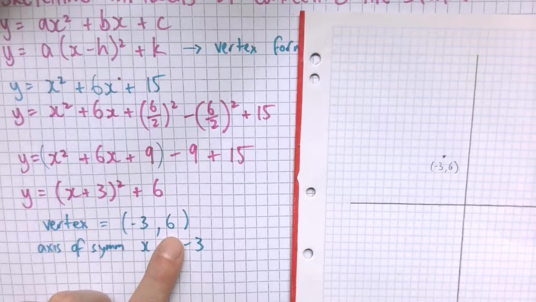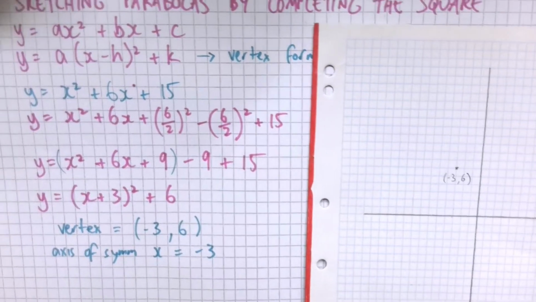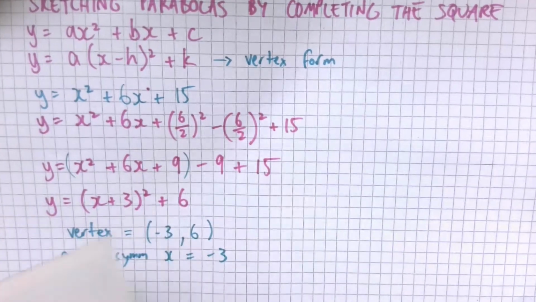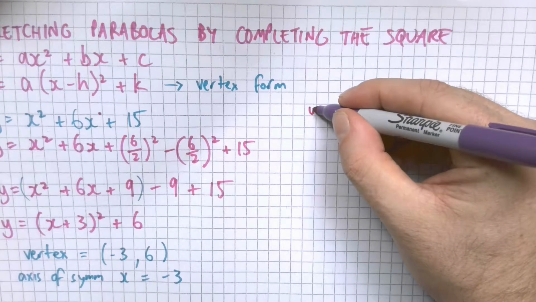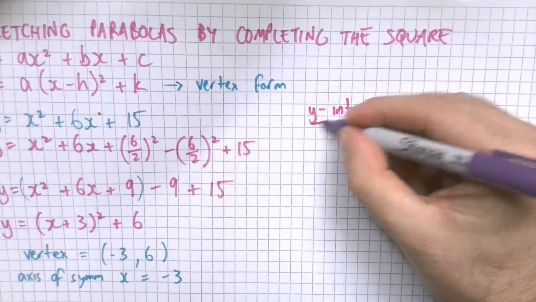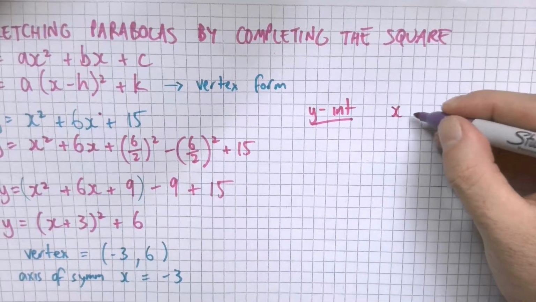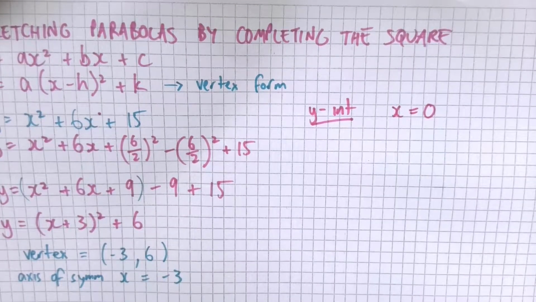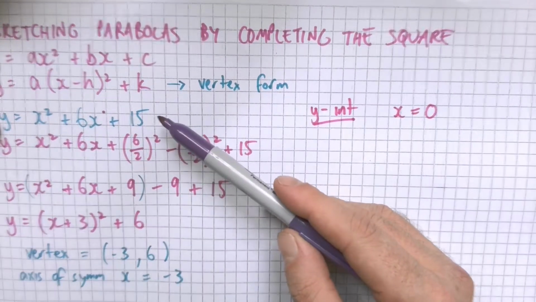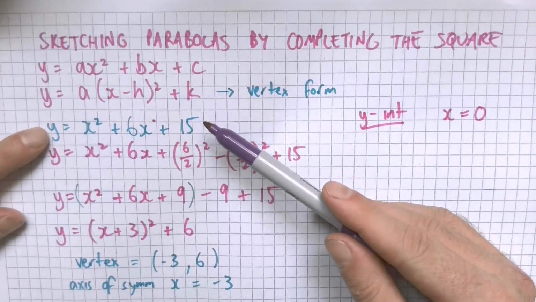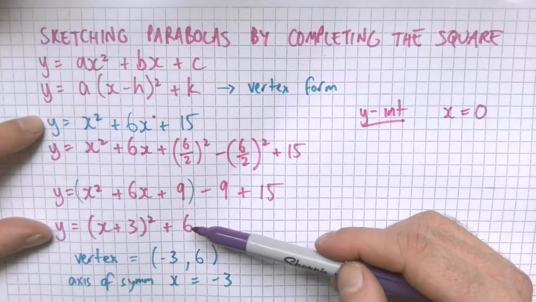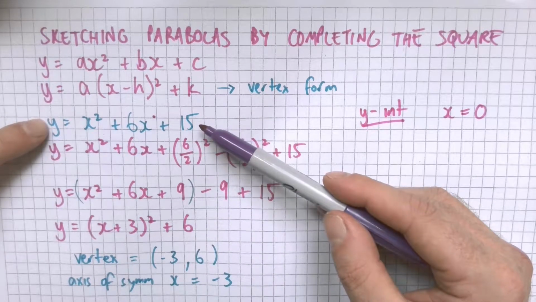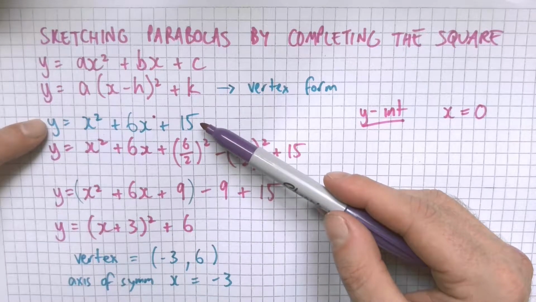Now, what we can do next is determine our y-intercept. I might do that on this side of the page. Remember, when we're working out our y-intercept, the x value is going to be equal to 0. I've got two forms of the equation here: y equals x squared plus 6x plus 15, or y equals (x plus 3) all squared plus 6. They're essentially the same equation, but I think it's easier to determine the y-intercept using the original formula.